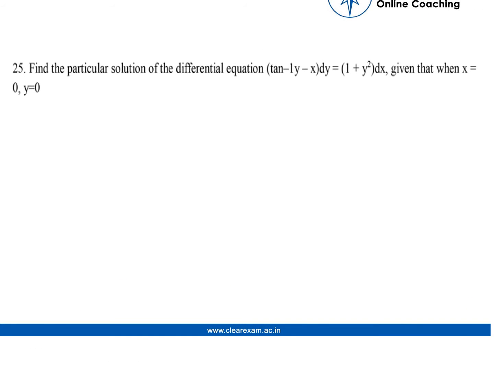Question number 25 is: find the particular solution of the differential equation (tan inverse y minus x) dy equals (1 plus y square) dx, given that x equals 0 and y equals 0.